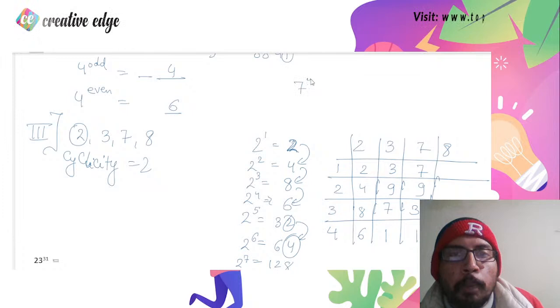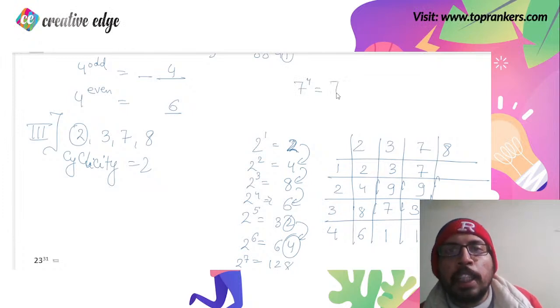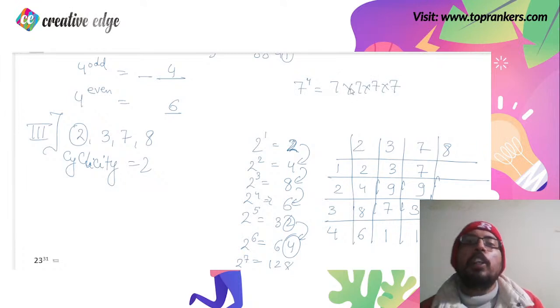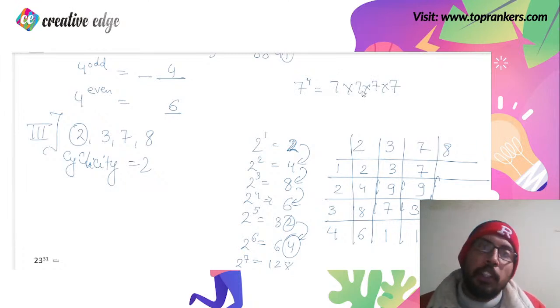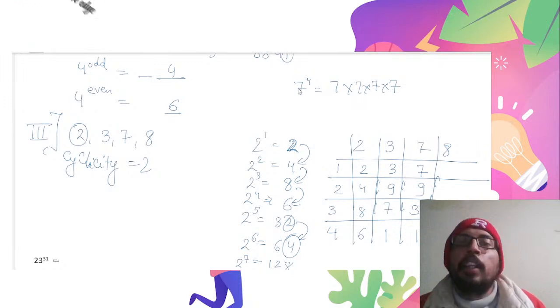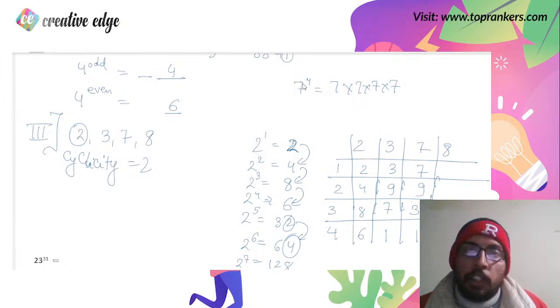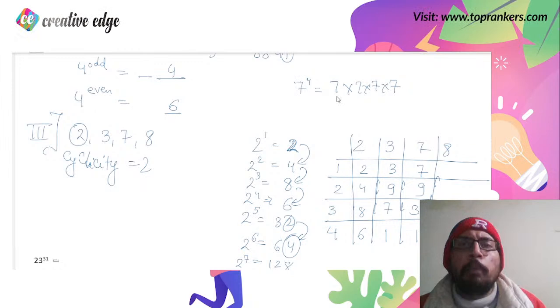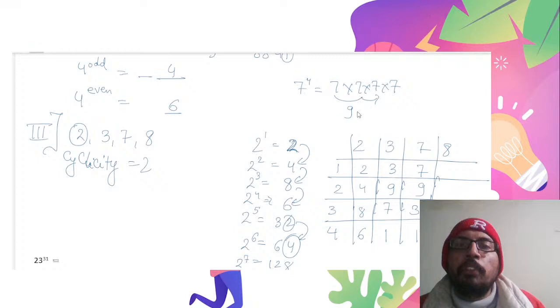I would say as of now, no. Why? Because I can write 7 into 7 into 7 into 7. So you do not need to remember what 7 raised to the power 4 is in order to find the unit place of this number. What you can simply do is that 7 into 7 is 49. That means you will be getting 9 at the unit place after 2 multiplications of 7. Then this 9 into 7 will give you 63. That means you will be getting 3 at the unit place.